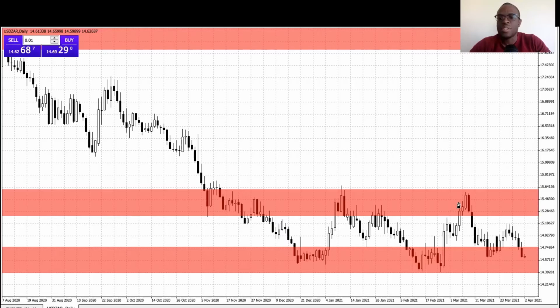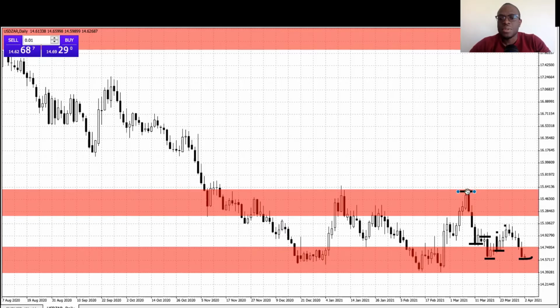This sideways movement is also backed by the fact that it formed a gap where it formed a higher high, and then from this higher high it came and formed a lower low. So from this we'll be expecting that the price is going to continue consolidating. The consolidation will mean that the price will continue moving sideways.